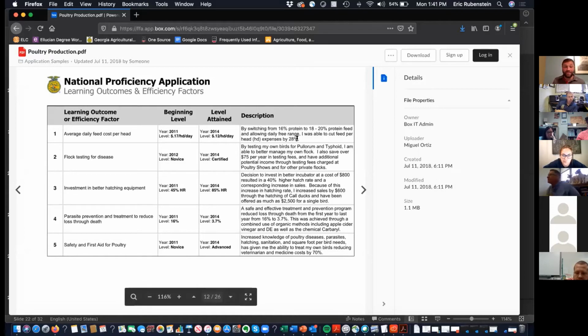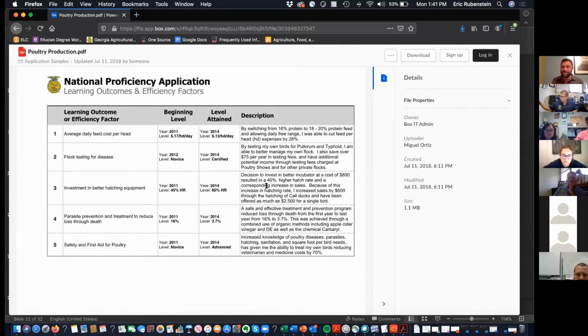So, for example, on number 1, I think this works really well. It's telling us that by switching from a 16% protein feed to an 18 to 20%, they were able to cut their head expenses down by 28%. That's huge. That's easy for us to calculate to see how that impacted and how that was changed and how that grew. We don't see that all the time in those applications.